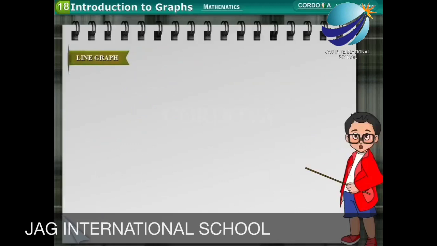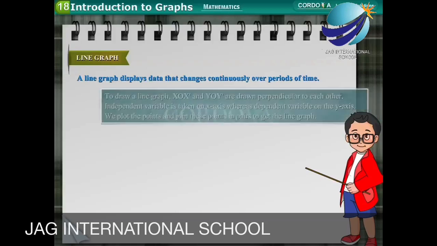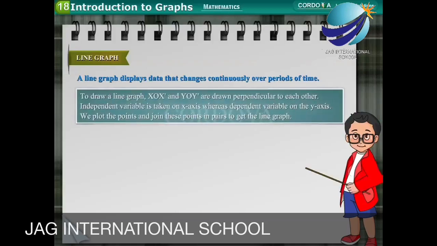Line graph. A line graph displays data that changes continuously over periods of time. To draw a line graph, XOX' and YOY' are drawn perpendicular to each other. Independent variable is taken on x-axis, whereas dependent variable on the y-axis. We plot the points and join these points in pairs to get the line graph.